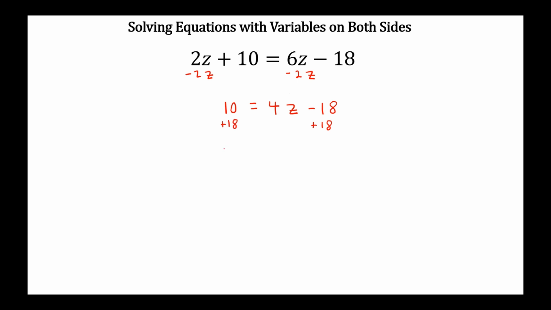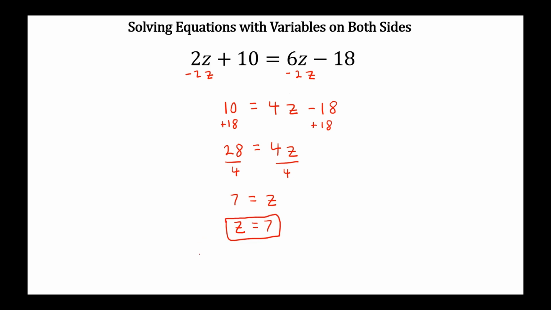On the left side, I now have 10 plus 18, which is 28. On the right side, all I have left is 4z. Now, I want to get z by itself. Since z is being multiplied by 4, I have to do the opposite and divide by 4. Now on the left side, I have 28 divided by 4. That's going to be equal to 7. And on the right side, all I have left now is z. So z equals 7 is my answer.